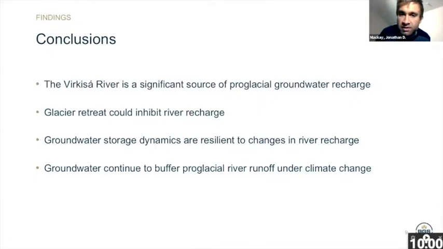We found that groundwater storage dynamics are generally resilient to changes in this river recharge in this system, because it's a temperate system, it's a very wet system. But in more arid environments, we'd probably find they're more susceptible and more vulnerable to climate change. And finally, groundwater will continue to buffer proglacial river runoff. So groundwater is an important contributor to the overall provision of downstream water.